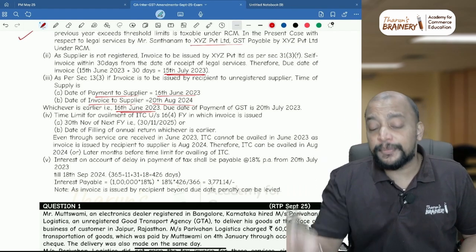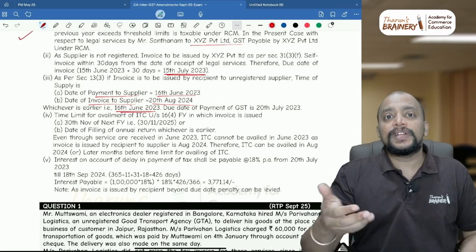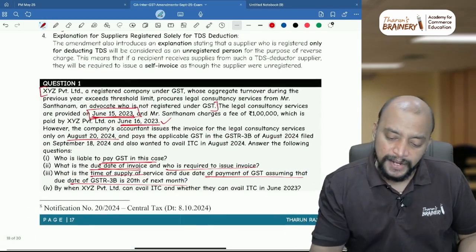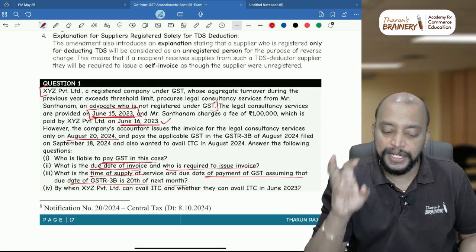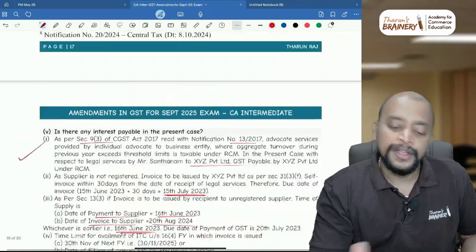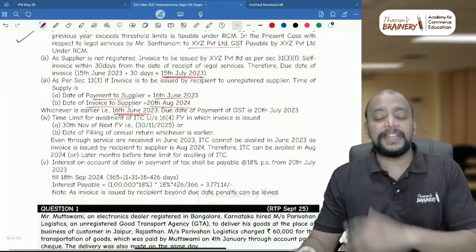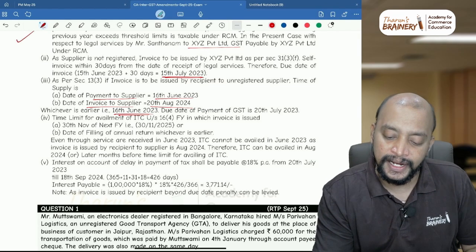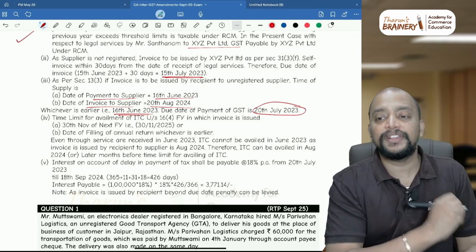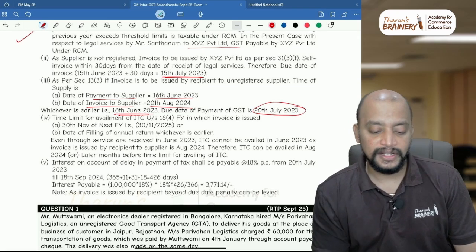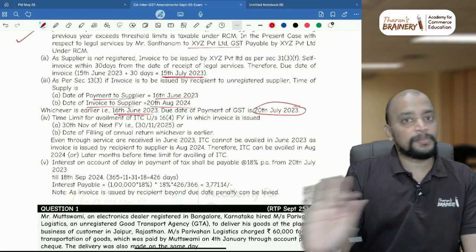If time of supply is 16th June, then what is the due date of payment of GST? Usually, assuming that the GSTR 3B due date is 20th of next month, therefore 20th of July will be taken as the due date. Understood up to this? Time of supply provision.